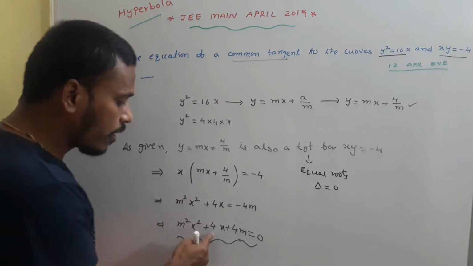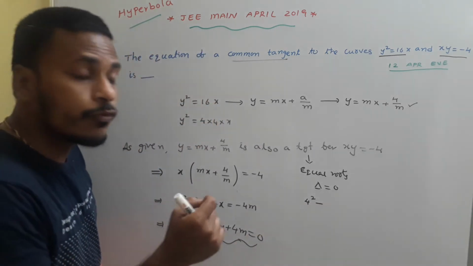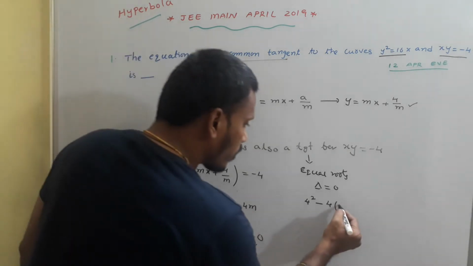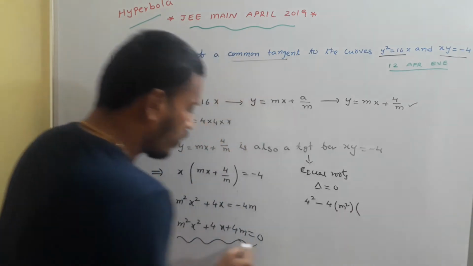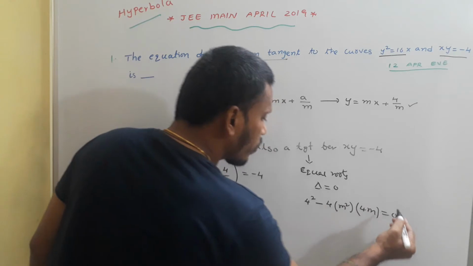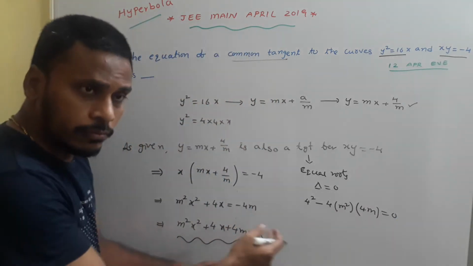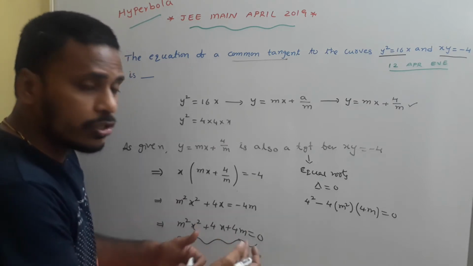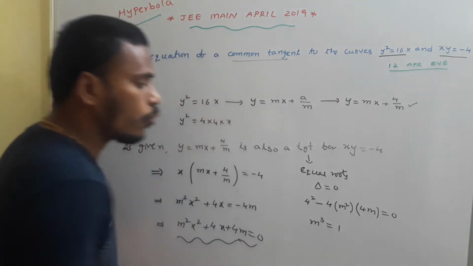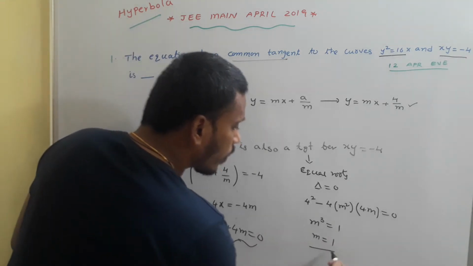What is the discriminant? b square minus 4ac, where b is the x coefficient 4, a is the x square coefficient m square, and c is the constant 4m. So 4 square minus 4 into m square into 4m is equal to 0. Simply cancel out 4 square and you will get m cube is equal to 1. So m is equal to 1.